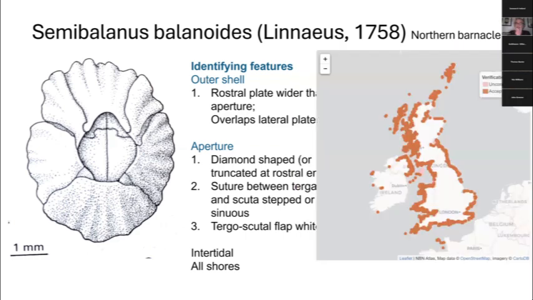Okay, now, as you can all probably guess, the northern barnacle is actually pretty commonly recorded. It's a northern species. It's intertidal. I mean, it does occur a little bit in the subtidal as well, but basically it's intertidal, and it occurs on all shores around Britain and Ireland. And I'm sure you are all pretty familiar with it.